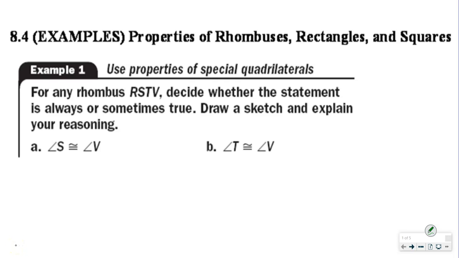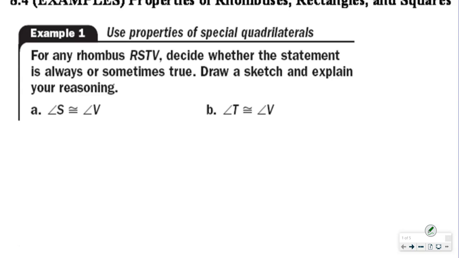All right, class. Section 8.4, Day 2, Properties of Rhombuses, Rectangles, and Squares. So let's look at some more examples and things we can do with this knowledge of what the characteristics are of rhombuses, rectangles, and squares. For example number 1, for any rhombus that we'll call RSTV, decide whether the statement is always or sometimes true. And we'll draw a sketch and explain our reasoning here.